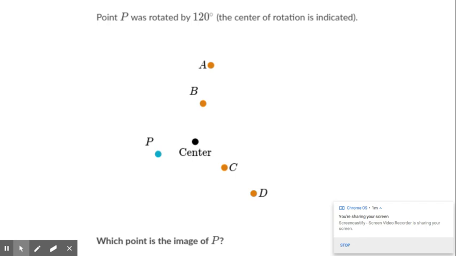Next one, point P was rotated 120 degrees. The center of rotation is indicated. All right, so again, 120 degrees is a positive rotation. And since it's a positive rotation, I'm again going counterclockwise.